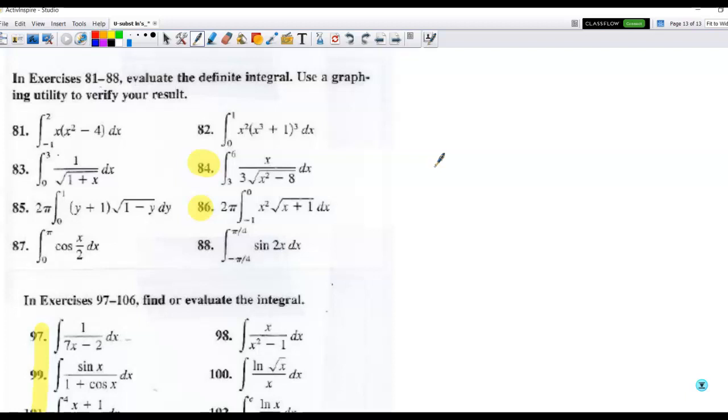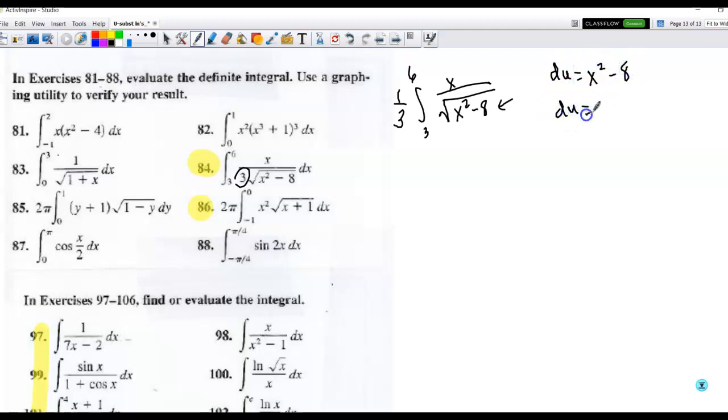So in number 84, the first thing that I want to do here is to get that coefficient in the denominator of 3 up front to make that a 1/3. Integral from 3 to 6 of x over square root of x squared minus 8. I see an inside function of x squared minus 8, so I think I'm going to go with a u sub. The derivative of x squared minus 8 would be 2x dx. I don't need that 2, not in the problem.